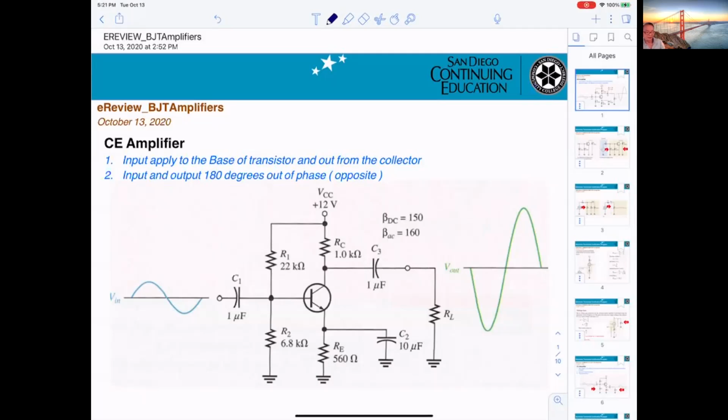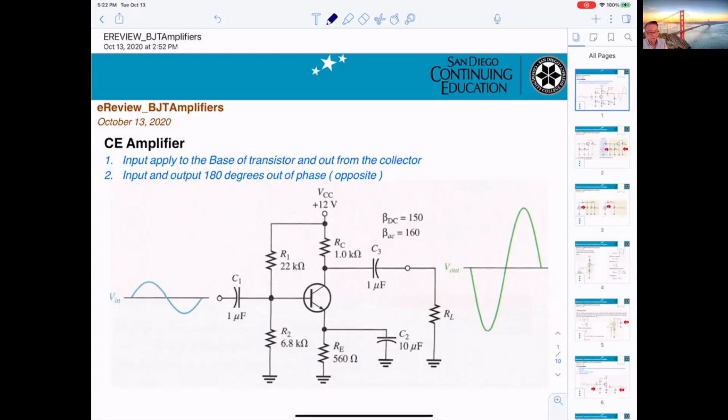The speaker, they don't want any DC, just AC. And the last capacitor, C3, that will be called the bypass capacitor, okay? Bypass what? They will bypass any AC current going to RE.